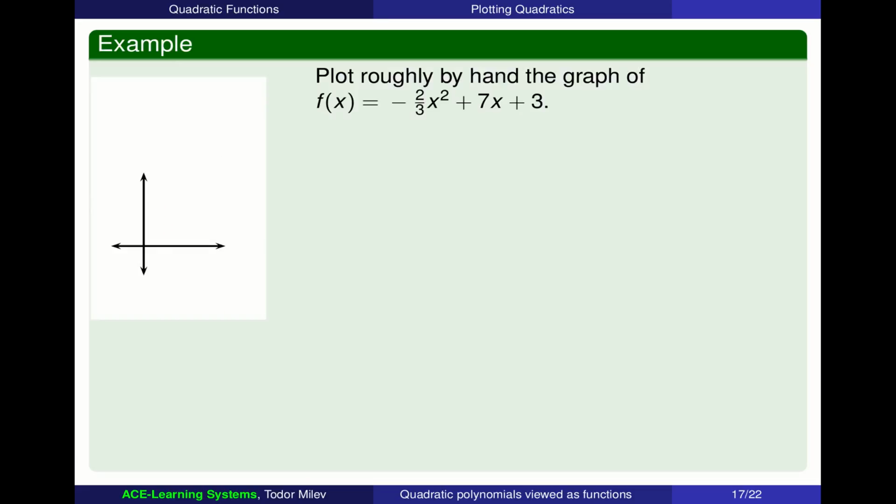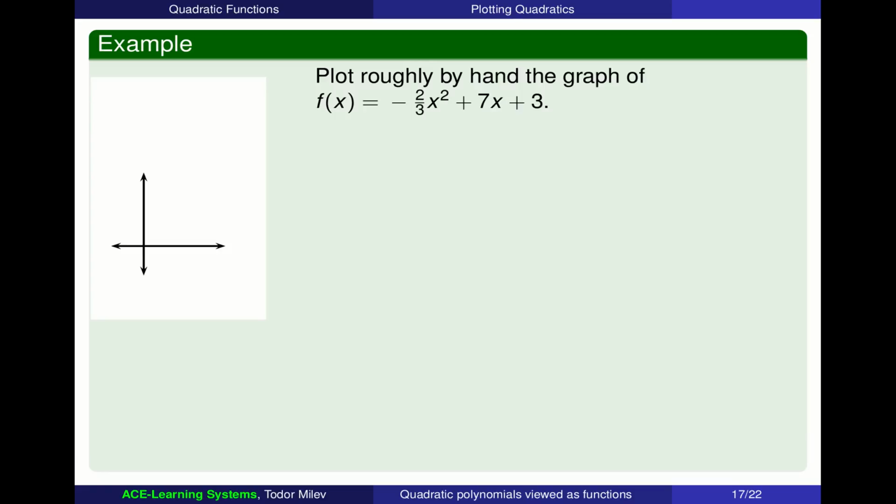So let's do an example. Let's plot roughly by hand the graph of negative 2/3 x squared plus 7x plus 3. At the end of this slide, I'll be showing you the actual plot, which will be plotted by computer. But hopefully, following the instructions in this slide, you'll be able to reproduce a somewhat accurate version of this plot by hand. The version should be accurate enough so that you can get a ballpark estimate of where the graph of the function lies. All right, so let's do that.